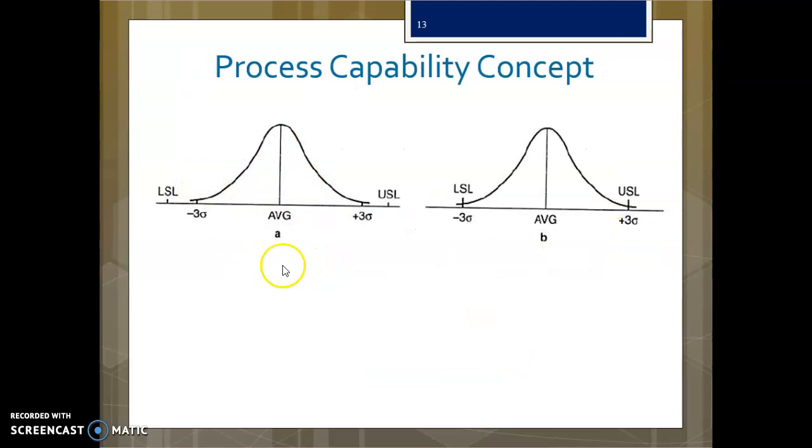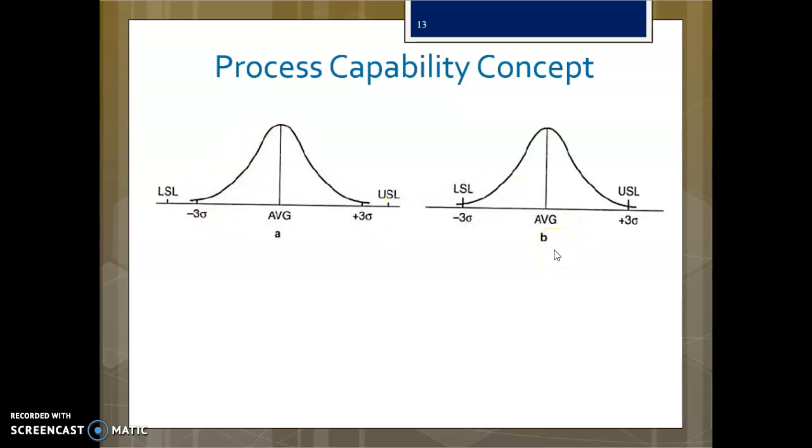Okay, so here we're going to look at these now. These are in your book on page 247. So this one here, A, the upper and lower specification limits are far beyond the plus or minus 3 standard deviations from the average, and you can see that here. Obviously, the CP is greater than 1 because the figure shows that more than 99.7% of the data is falling within the requirement.